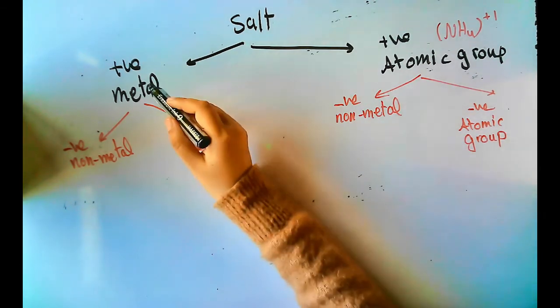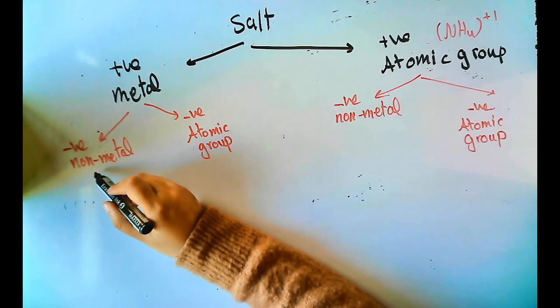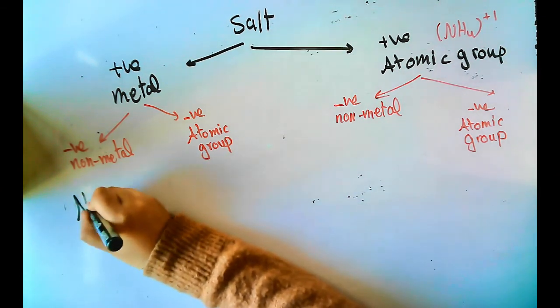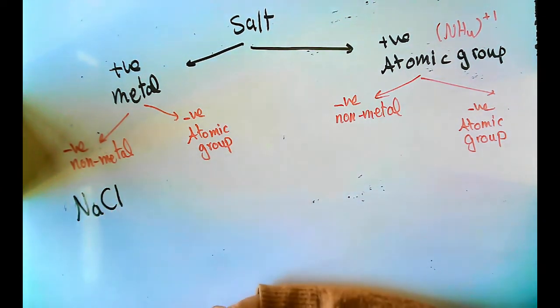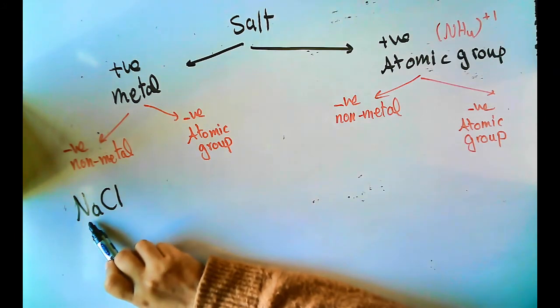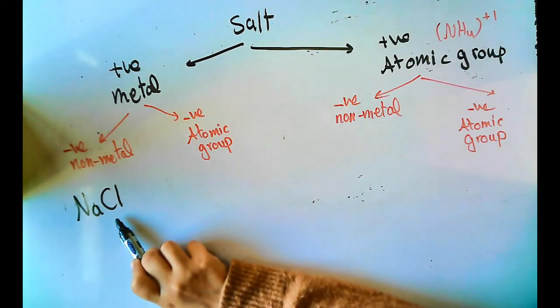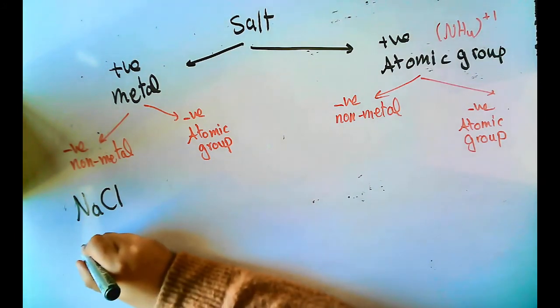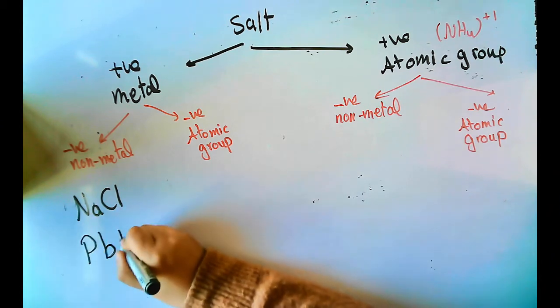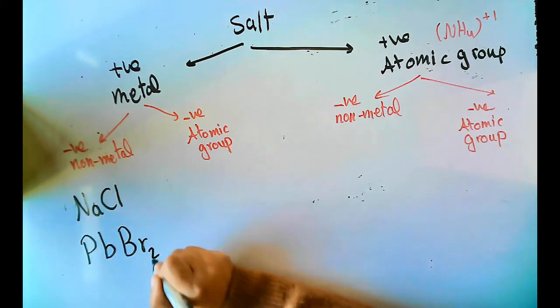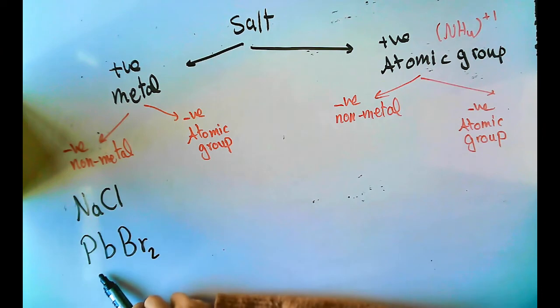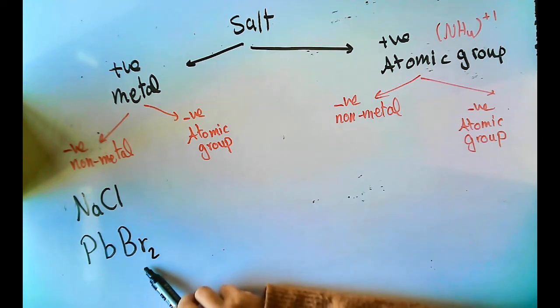Here we have a positive metal with a negative non-metal, like sodium chloride or table salt. Sodium is a positive metal and chlorine is a negative non-metal. Also lead bromide. Lead is a positive metal ion, and bromine is a negative non-metal ion.